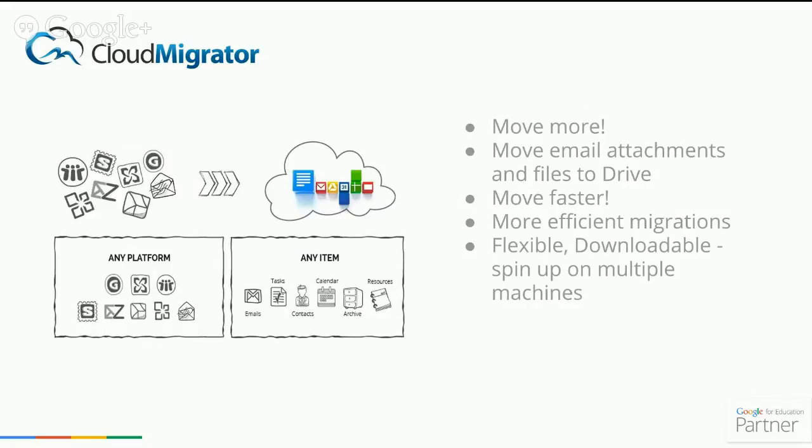So yeah, just in summary, again, we're a multi-source platform migration tool. We move pretty much any item. If there's a home for it in Google, we like to say, then we'll move it there. We move more in terms of email, attachments, files, and drive. We move it faster because we can scale it up. Our migrations are more efficient. And the tool itself, as Noel mentioned, the preferable option tends to be to go through us to do your migration. But if you have the technical expertise, then you can run the migration yourself. The tool's fully downloadable from the website, and you can spin it up on multiple machines, whether that be local or in the cloud.